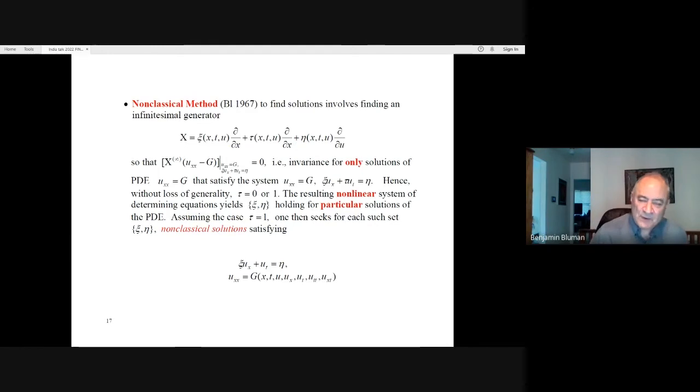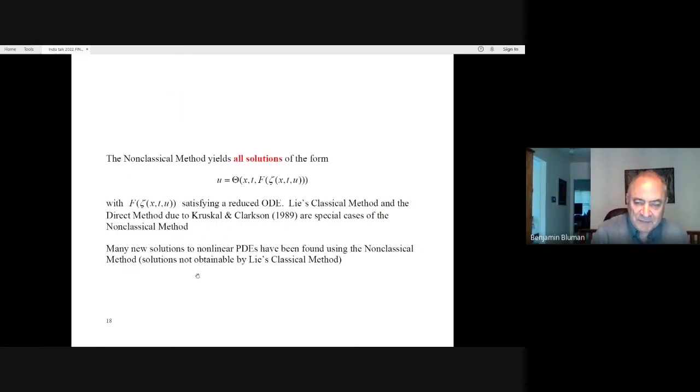At the end of the talk, I'll be going over the references, and I'll discuss what was in those references. Now, the nonclassical method yields all solutions of the form indicated here, where theta is some function of x and t and a function of zeta, which satisfies a reduced ODE. Now, Lie's classical method and the direct method due to Kruskal and Clarkson in 1989 are special cases of the nonclassical method. What I mean is that the nonclassical method will yield all solutions obtained by Lie's classical method and all solutions obtained by the direct method, and there are examples where more are obtained.